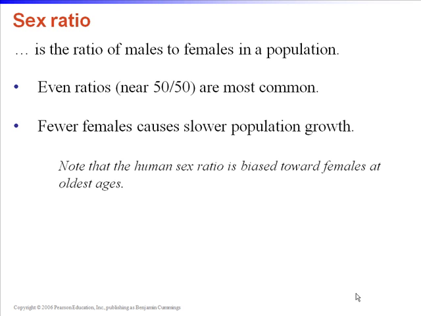When we're studying populations, we also are interested in the sex ratio, the ratio of males to females in a population, or a proportion of males to females. Even ratios, which are 50-50, or near 50-50, are most common, and in general, fewer females in a population causes slower population growth.